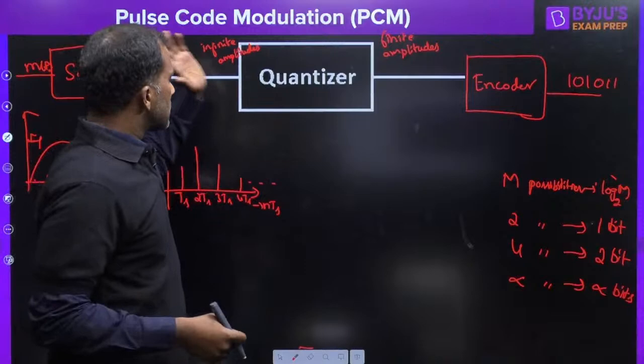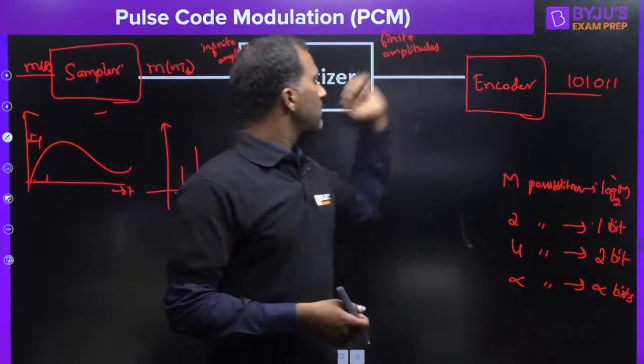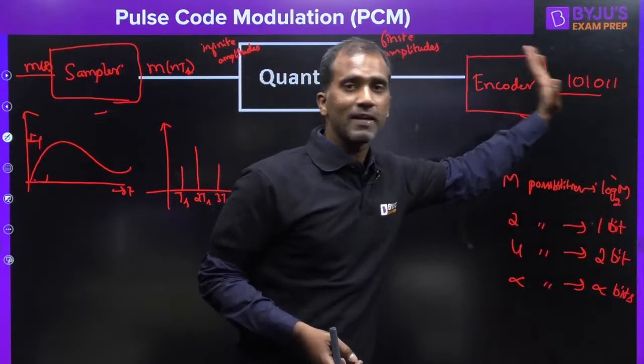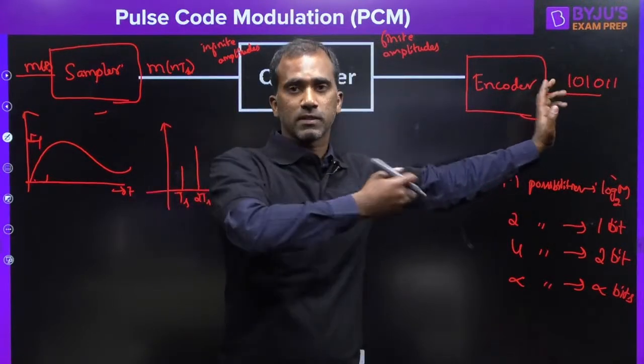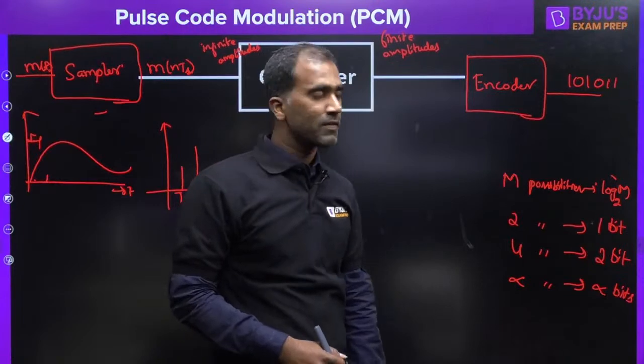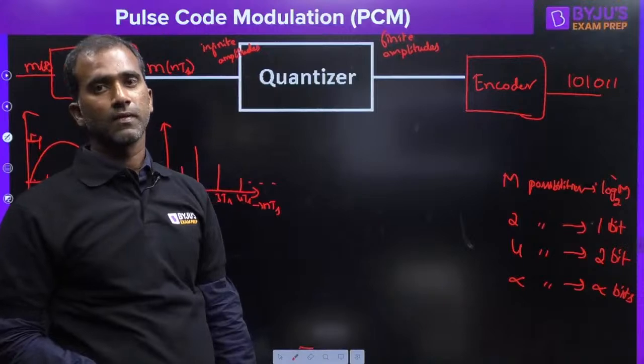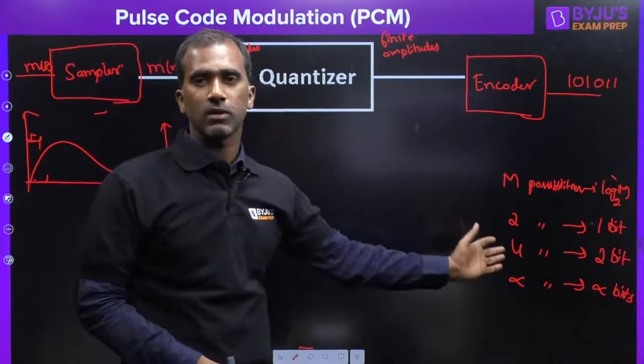Okay. So that is the job of a quantizer, because once we get finite amplitudes, finite possibilities, we get finite bits. We can use finite bits to represent an analog signal with bits. So without a quantizer, we can't do analog to digital conversion. We need a sampler, we need a quantizer, we need an encoder.